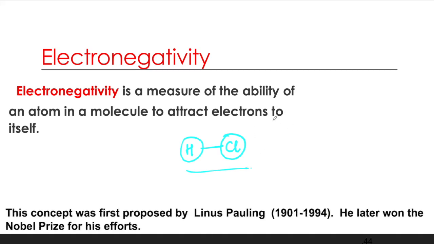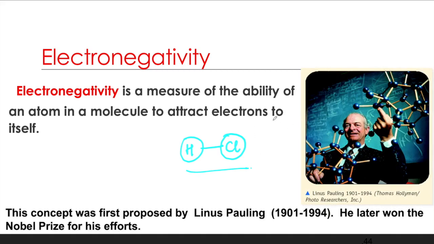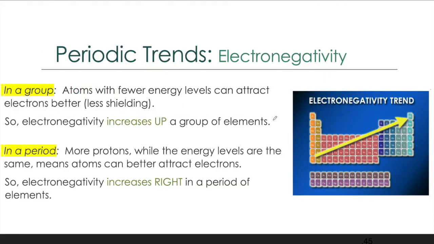So Linus Pauling was one of the most famous chemists, and he made a scale of numerical values that reflects how much an atom in a molecule attracts electrons. Those numerical values came to be known as the electronegativity values. Now, chemical bonding that comes from sharing of electrons can be thought of like a tug of war.